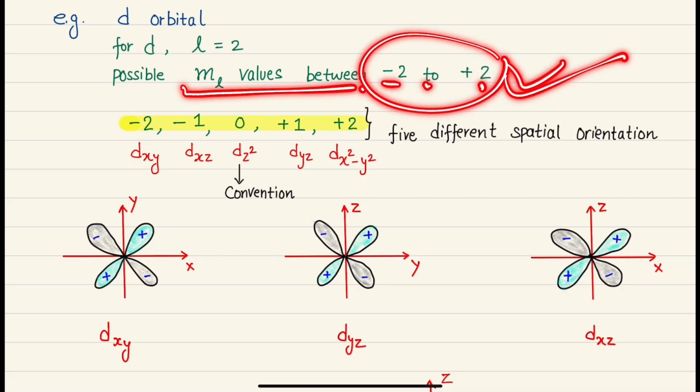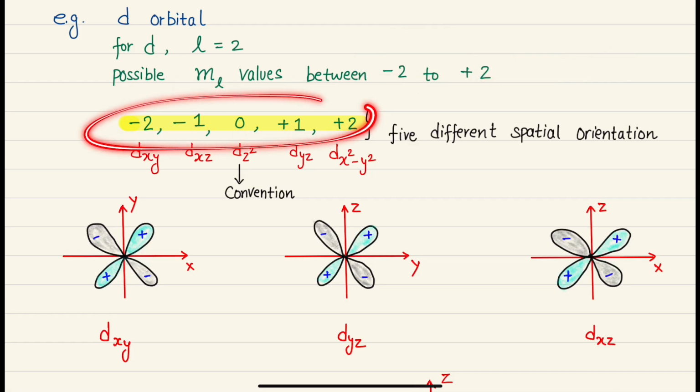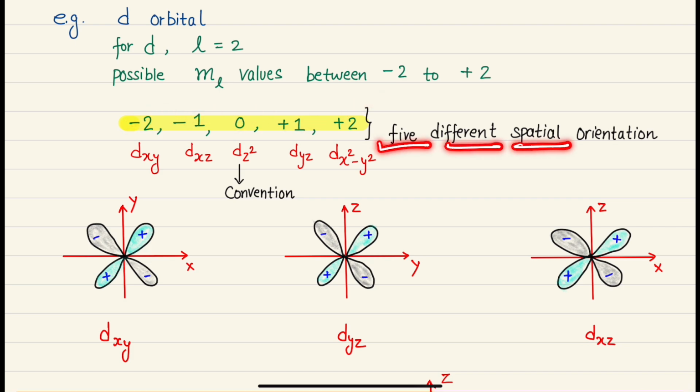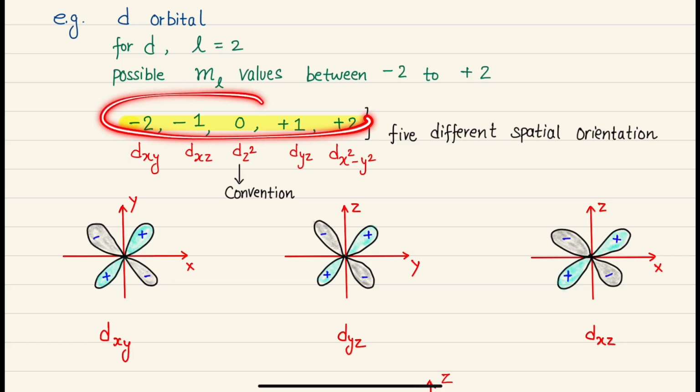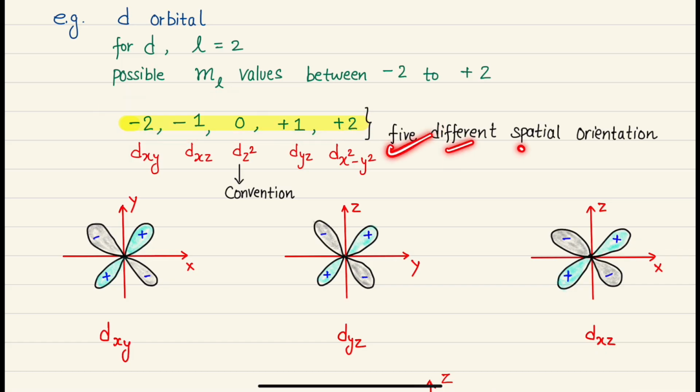How many values are possible here? Minus 2, minus 1, 0, plus 1, plus 2. How many values did we get? 5 values: 1, 2, 3, 4, 5. So it means 5 different spatial orientations of d orbital. That's the meaning of magnetic quantum number. It tells us the different orientations. How many types of orientation are possible in the d orbital or in the p orbital, like that. So in the d orbital, 5 different types of spatial orientation are possible.